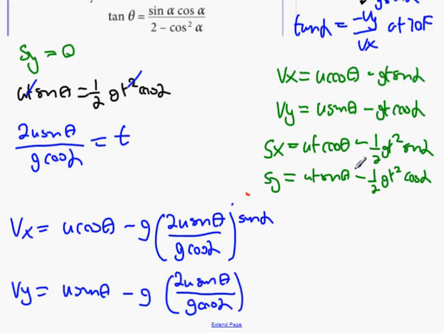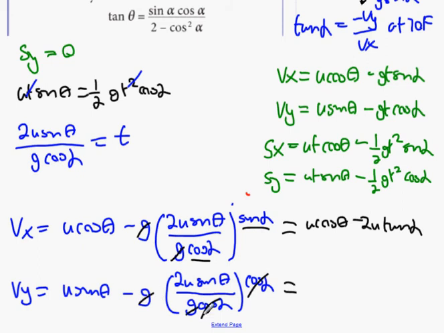That will in turn be equal to u cos theta minus 2u cos theta sine alpha over cos alpha, which is tan alpha. So minus 2u tan alpha. And then for the other one, the cos alphas cancel, the g's cancel. That's going to be u sine theta minus 2u sine theta, which is just minus u sine theta. Lads, don't forget the cos theta still here from back here, and it was the sine alpha over cos alpha that gave us the tan alpha.